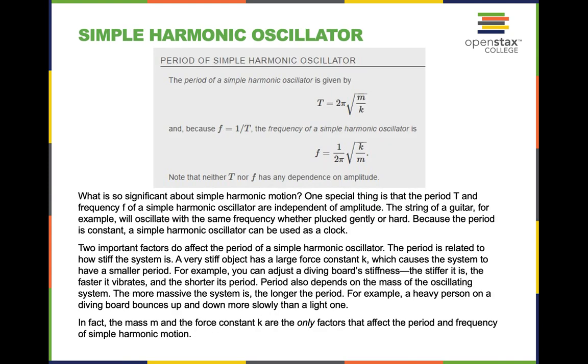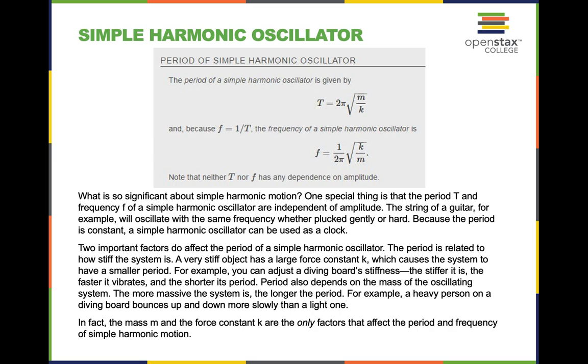So for the period of a simple harmonic oscillator, we have T equals 2 pi square root of m over k, mass over your force constant. And because 1 over T is your frequency, we can also determine the frequency from this. So frequency in this case for a simple harmonic oscillator would be 1 over 2 pi square root of k over m.